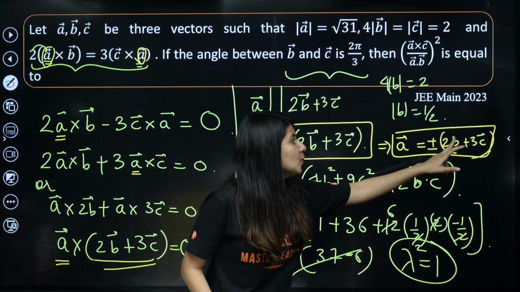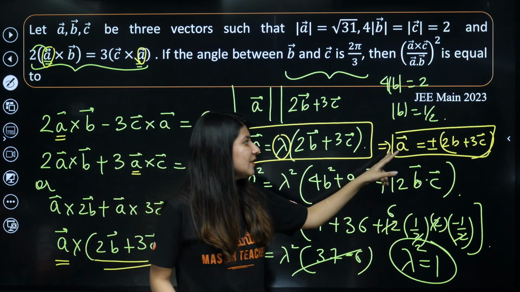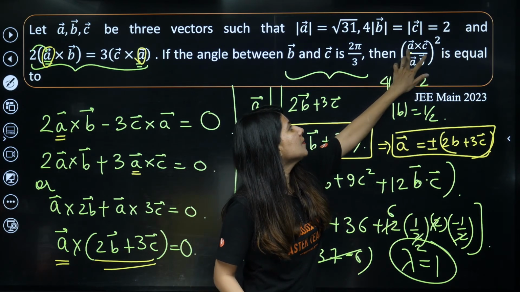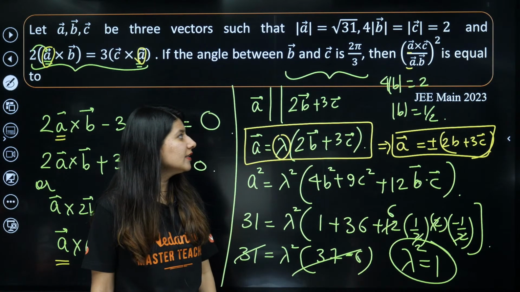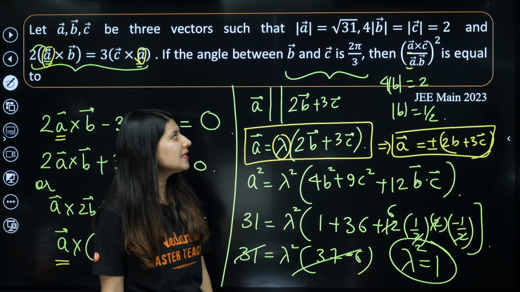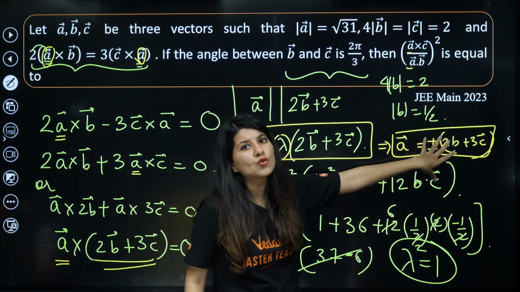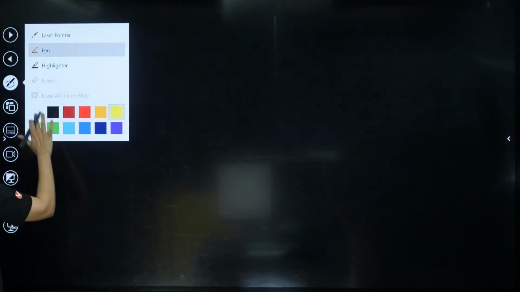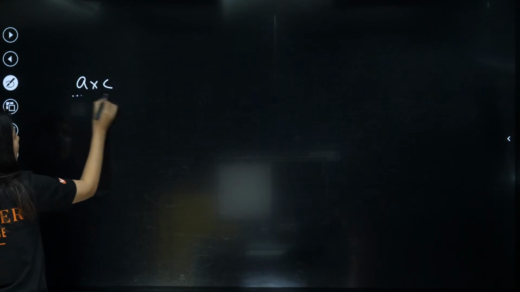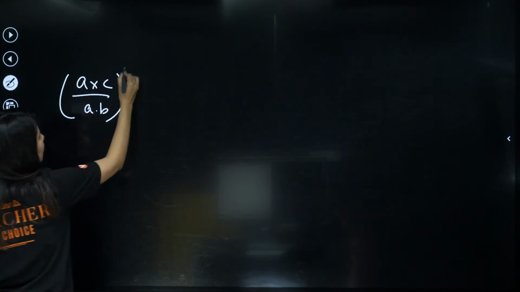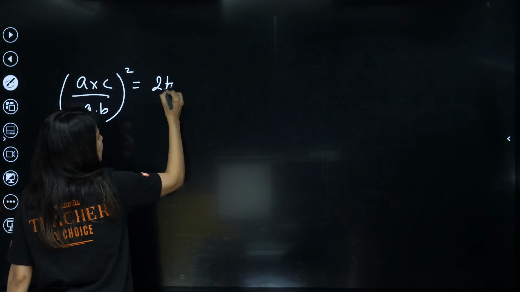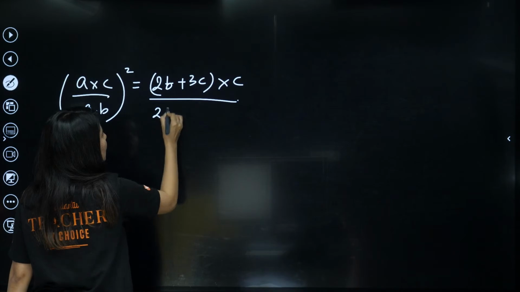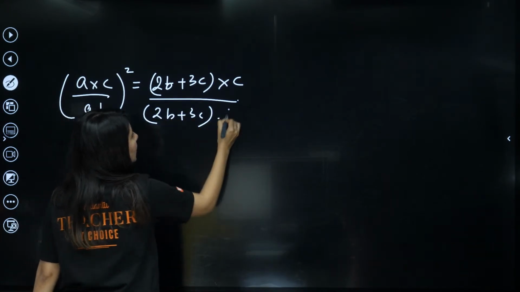Plus minus (2B plus 3C). Right? A vector is what? Plus minus (2B plus 3C). So the A vector can be replaced here and written down as plus minus (2B plus 3C). Now the square is already there, so there is no need to write plus minus. You can just directly write A cross C upon A dot B, whole square, right? So A is 2B plus 3C. (2B plus 3C) cross C vector, whole upon (2B plus 3C) dot B vector.